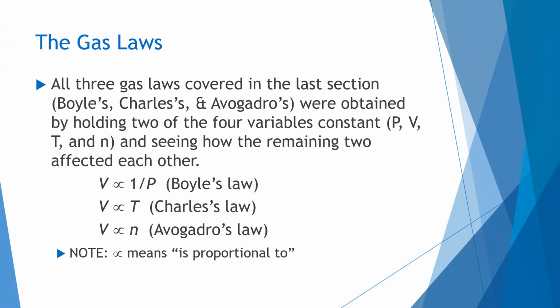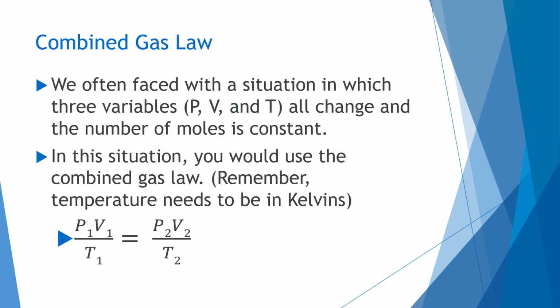So for example, in Boyle's law, we looked at volume and pressure. In Charles's law, we looked at volume and temperature. And then in Avogadro's, we looked at volume and number of moles. If you ever see this little figure here, all it means is proportional to.